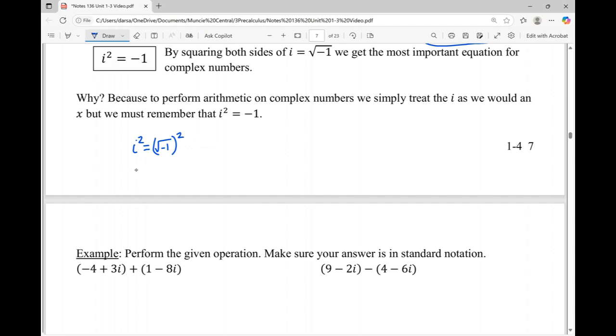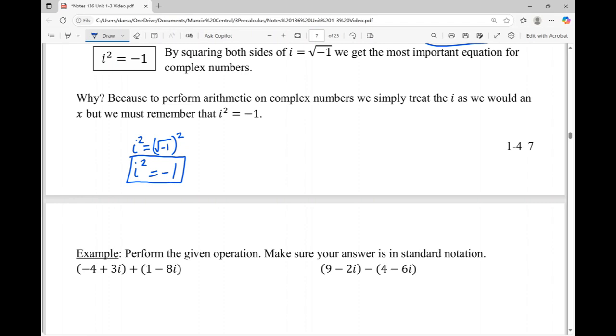Well, on the left, that gives us i squared. And on the right, what happens to a square root and a square? What are those two things designed to do? Well, they're designed to undo one another or cancel each other out. So we're left with just what's under that square root, which is -1. And so we get a very, very important thing, and that is i squared is equal to -1.